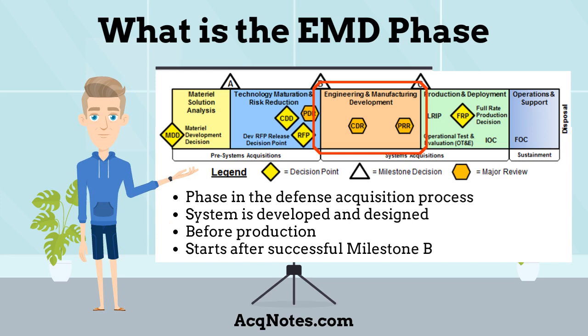What is the engineering and manufacturing development phase? The engineering and manufacturing development phase is a phase in the defense acquisition process. It is where a system is developed and designed before going into production. The EMD phase starts after a successful Milestone B, which is considered the formal start of any program.